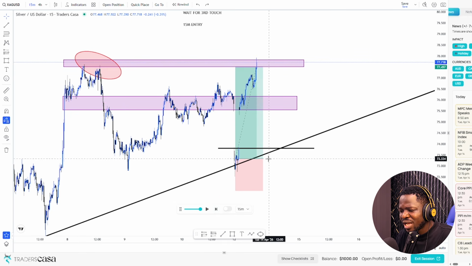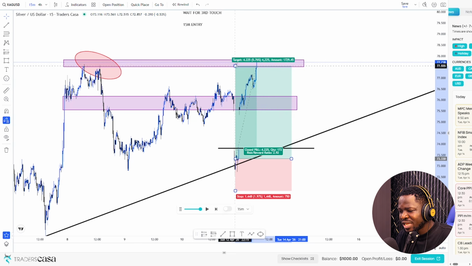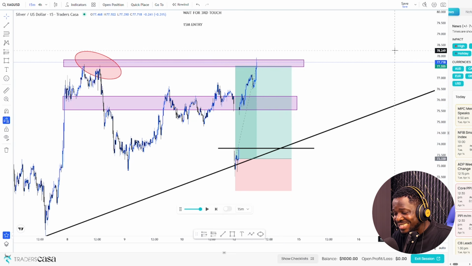So finally, the price matched our take profit level on silver. This system, you can apply it in any market. The most important thing is that it must be during a trending market. The price must be trending. If the price is not trending, don't apply it. It works well when the price is trending, either a bullish market condition or a bearish market condition.